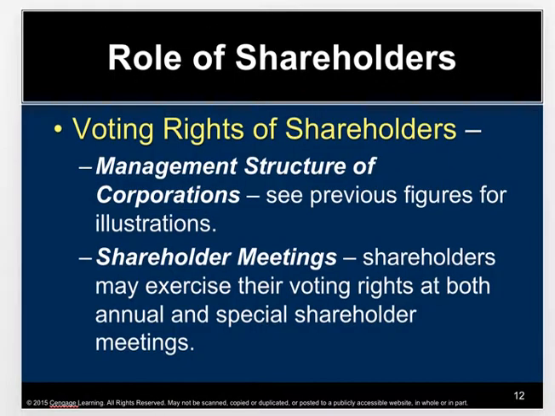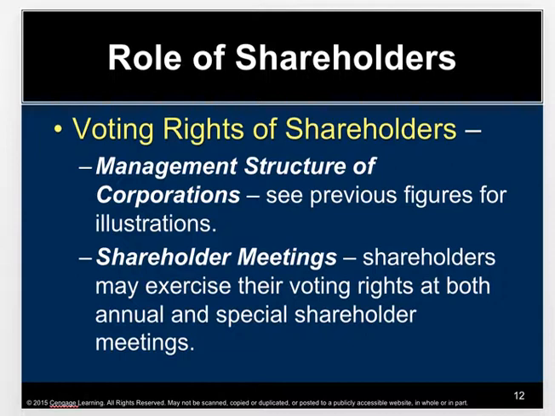So that's a typical. So what about the voting rights of shareholders? Well, when it comes to the management structure of corporations, you can see some of the prior slides as to how that actually works. But what is important is that there have to be shareholder meetings. Most bylaws call for, at a minimum, an annual meeting of the shareholders. It's at this annual meeting that the shareholders vote and they actually elect the board of directors.